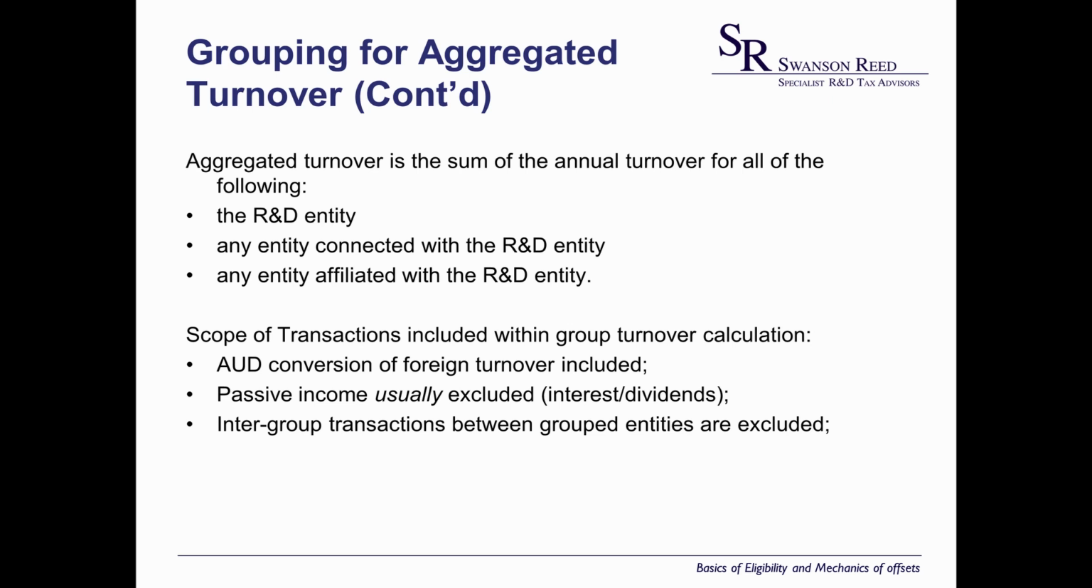Some important things to note in terms of the scope of transactions included within the group turnover calculations are: foreign turnover is included and should be converted to Australian dollars. Passive income is usually excluded, such as interest and dividends. Intra-group transactions between group entities are excluded.